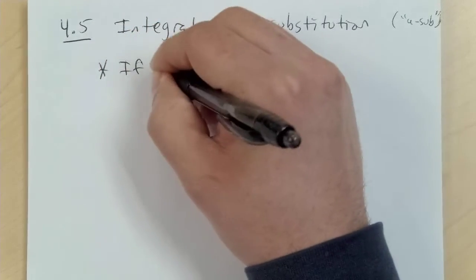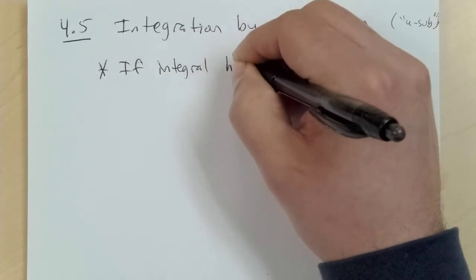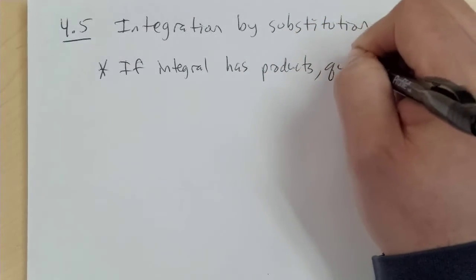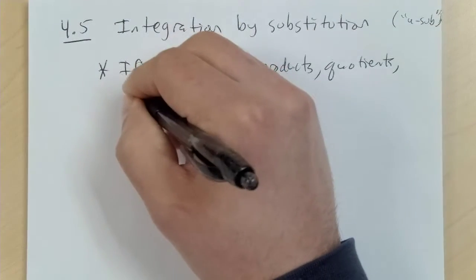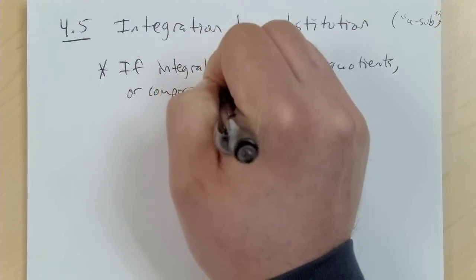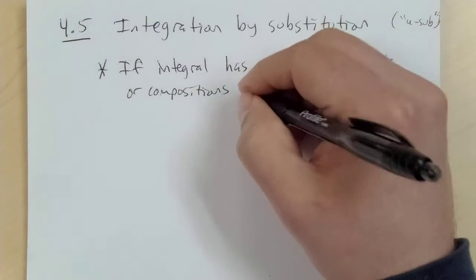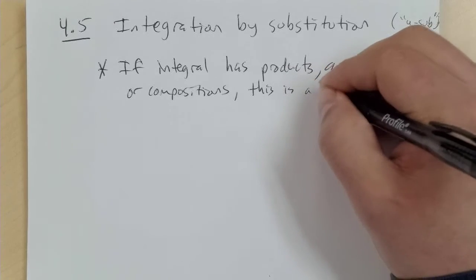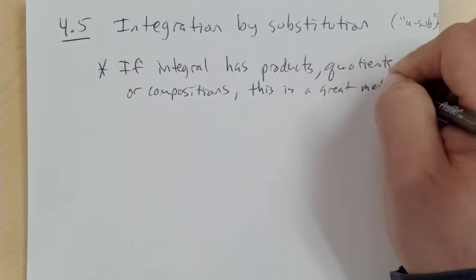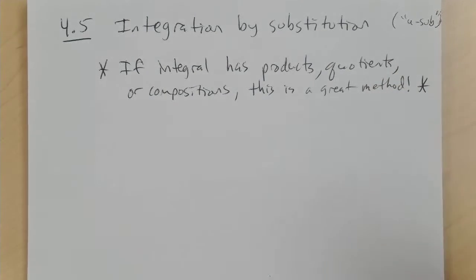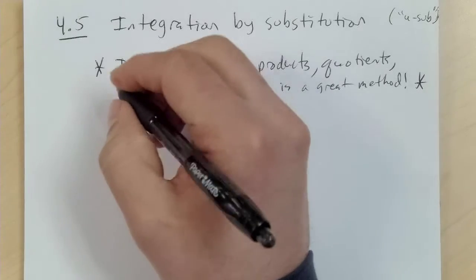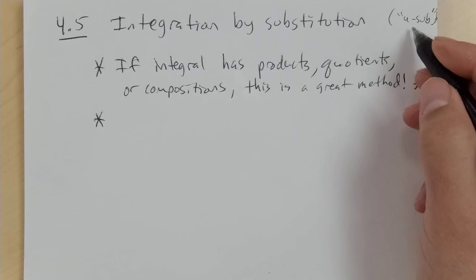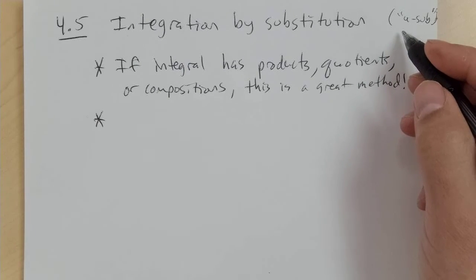So if the integral has products, quotients, or compositions, this is a very good method to use. And again, we'll outline it here in a moment. But another dead giveaway that you should be doing what we call a u-sub, okay? Integration by substitution, but u-sub for short.